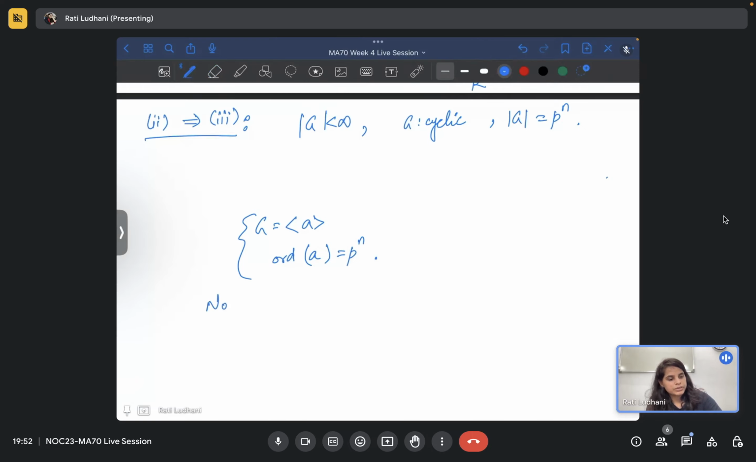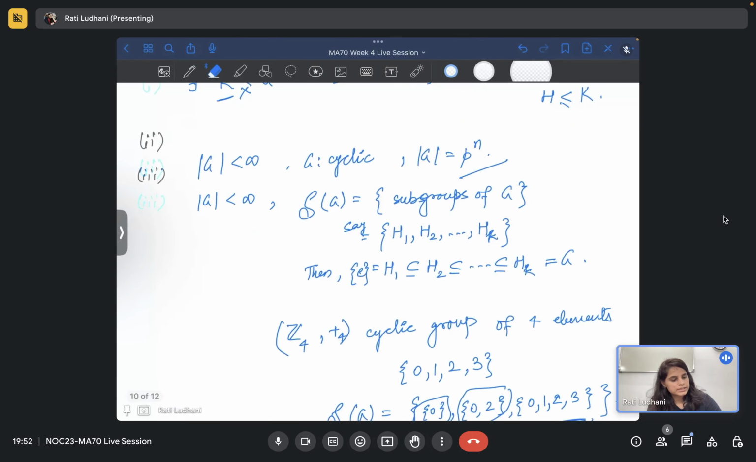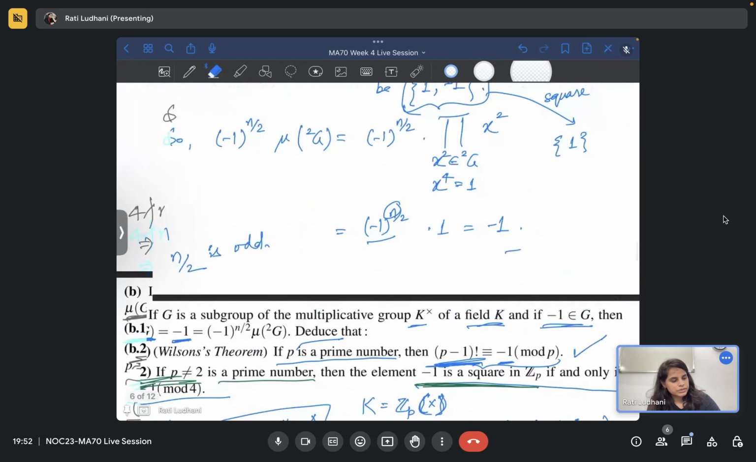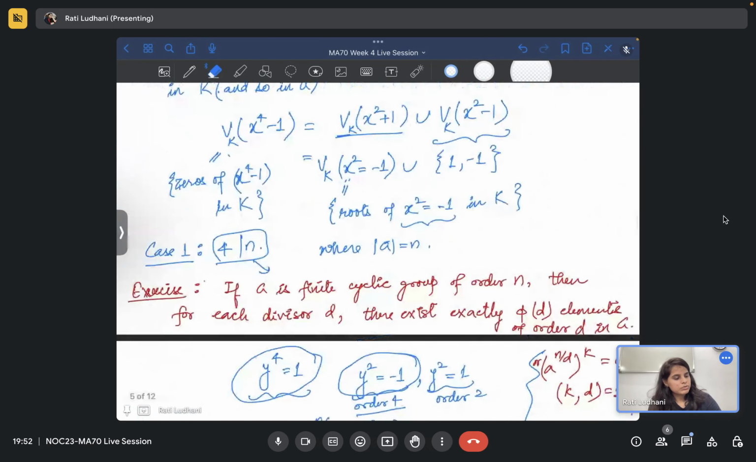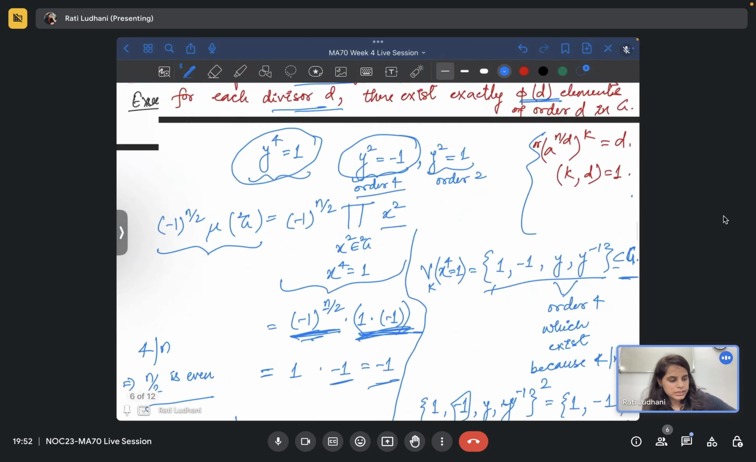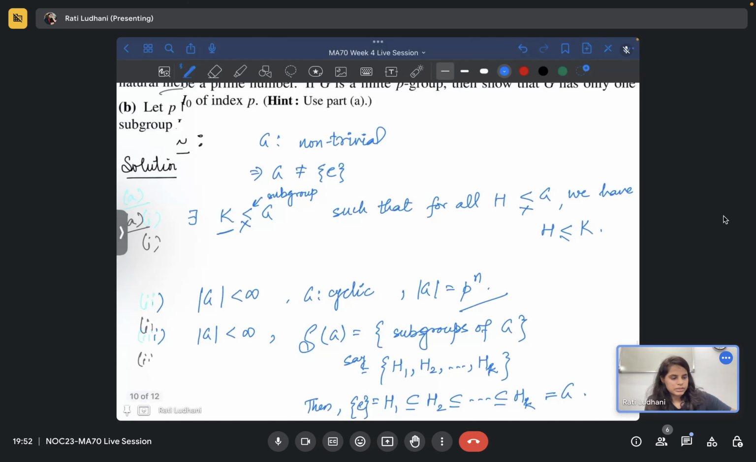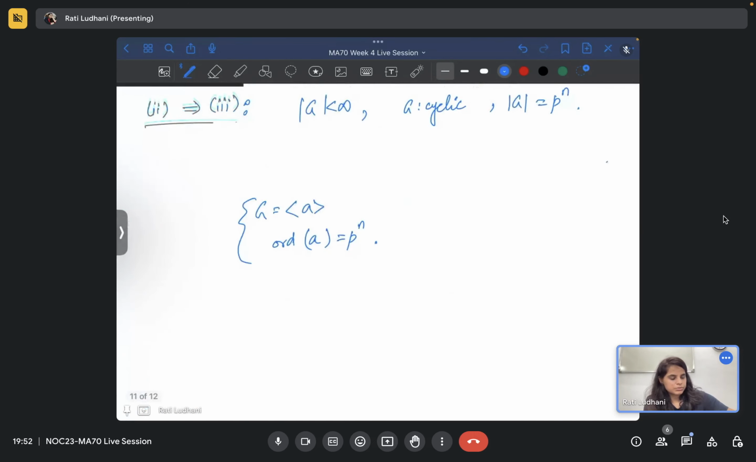So actually I have written one exercise earlier which you can use here. So we have written this part. If G is a finite cyclic group of order n, then for each divisor d there are exactly phi(d) elements of order d in G. So in our case, using this exercise, which you can prove easily, just try it out, it's just group theory.